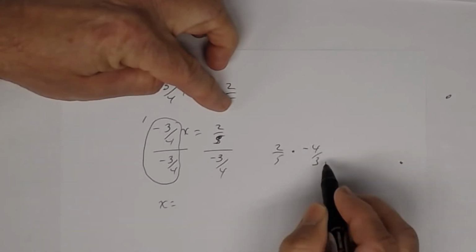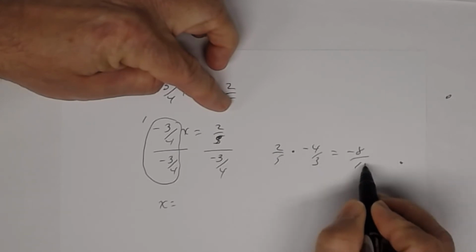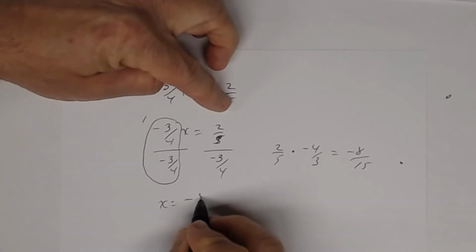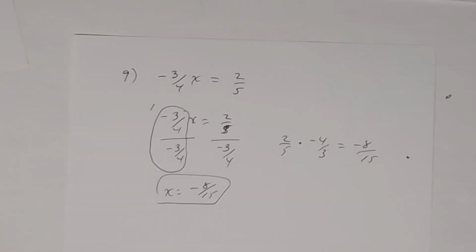I cannot reduce here. So 2 times negative 4 is a negative 8. 5 times 3 is 15. So you get negative 8/15. All right, and so that's your solution. Okay? All right, now let's look at a couple of problems with decimals in it.